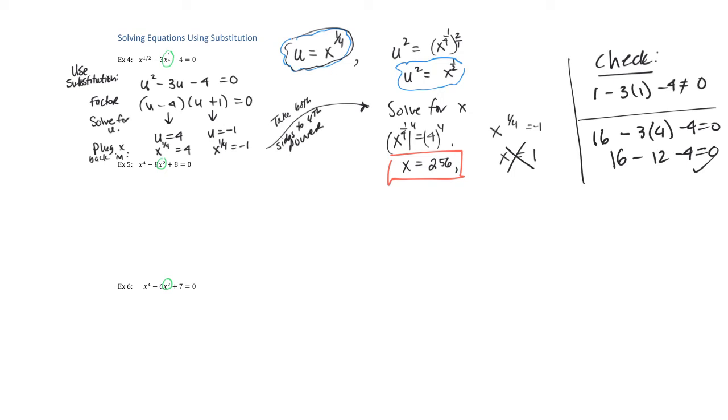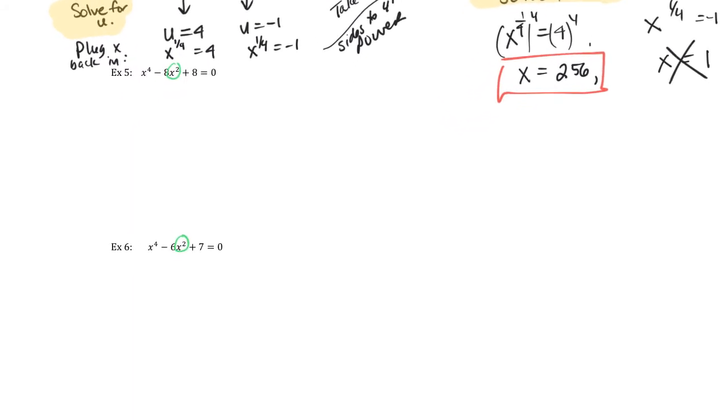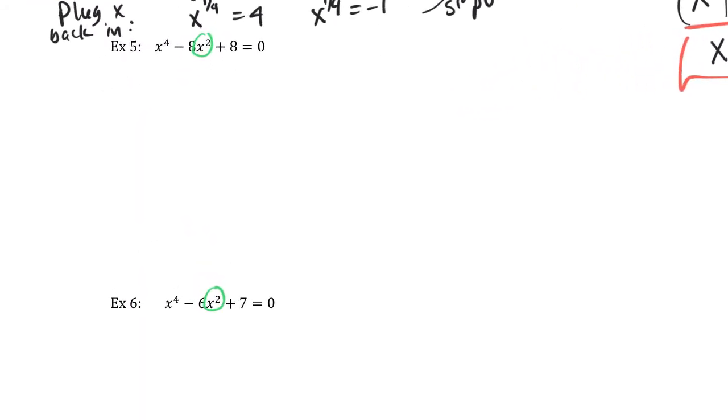So on these, notice that we need to solve twice because the first time we're solving for our substitution and then the next time we're solving for x. Okay, let's try another one. This time we've got x to the 4th power. So our substitution is going to be a little bit different. Let me give myself a little bit of space here.